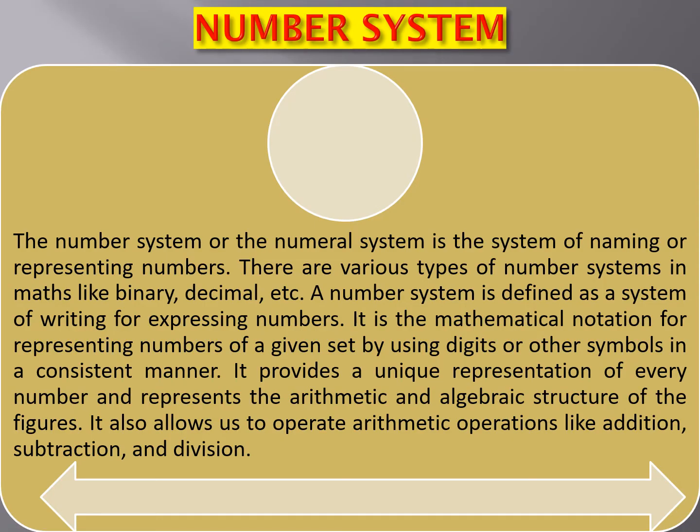Number system. The number system, or the numerical number system, is a system of naming or representing numbers. There are various types of number systems in maths, like binary, decimal, etc. A numerical system is defined as a system of writing or expressing numbers. It is the mathematical notation for representing numbers of a given set by using digits or other symbols in a consistent manner. It provides a unique representation of every number represented in the arithmetic and algebraic structure of the figures. It allows us to perform arithmetic operations like addition, subtraction, and division.